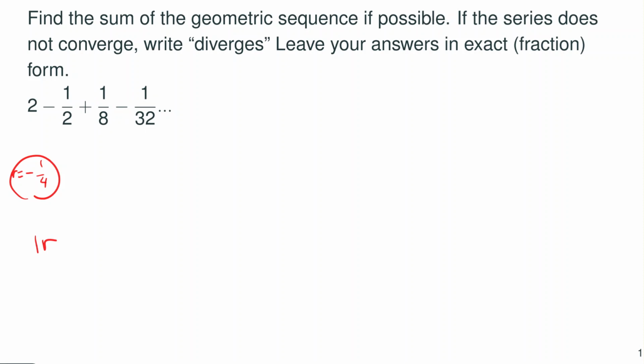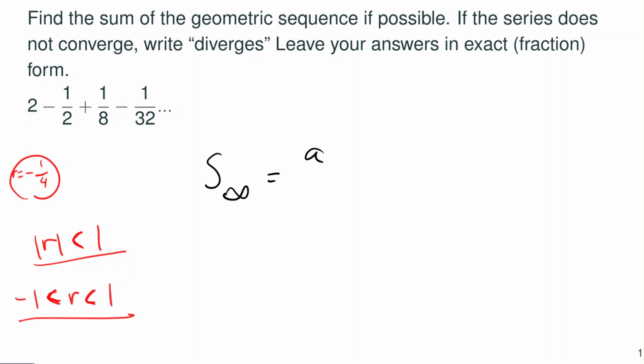And you can see that the absolute value of the common ratio is less than 1, right? Or we can also think of the common ratio as being between negative 1 and 1, if you don't take the absolute value. So the common ratio is in this range, or the absolute value is less than 1. Otherwise, the sum will diverge. So these are the only cases where we can use this formula to find the infinite sum.